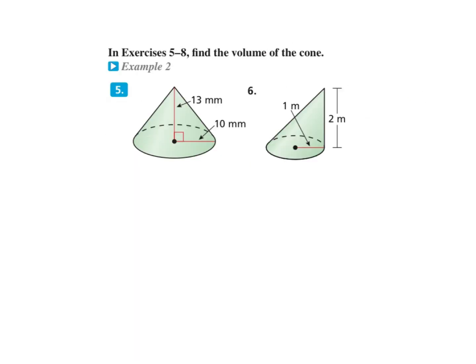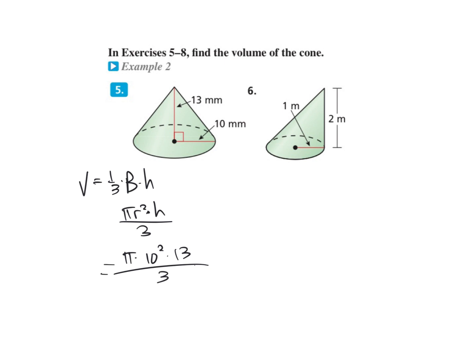Number 5, find the volume of the cone. Volume is 1/3 times the area of the base times the height. The area of the base is pi r squared, and then we divide by 3. So pi times 10 squared times 13, all over 3. We get 1361.36 cubic millimeters. It's cubed because it's volume.